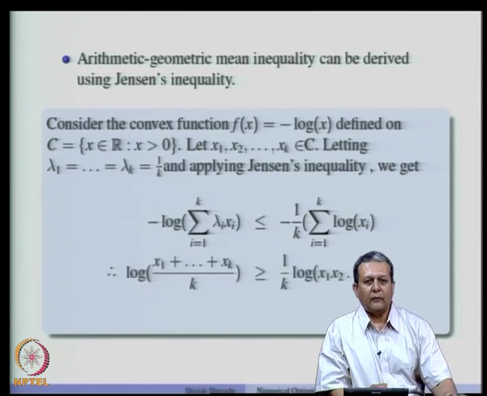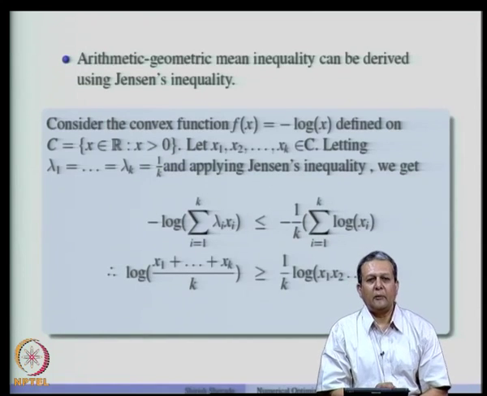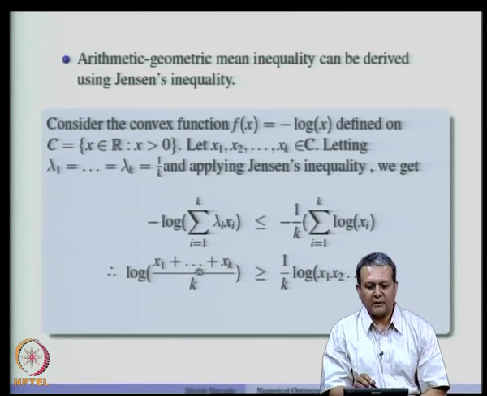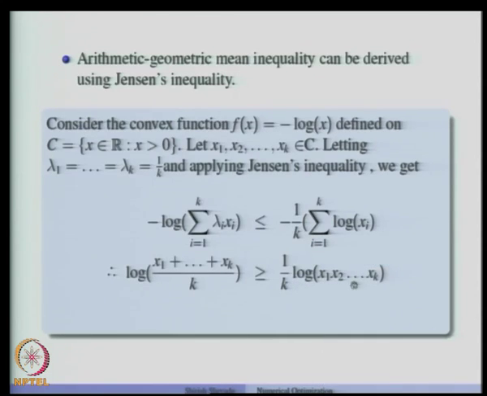Now, if we simplify, what we get is log of (x1 plus x2 plus up to xk) by k is greater than or equal to 1 by k log of x1 into x2 into x3 and so on up to xk.